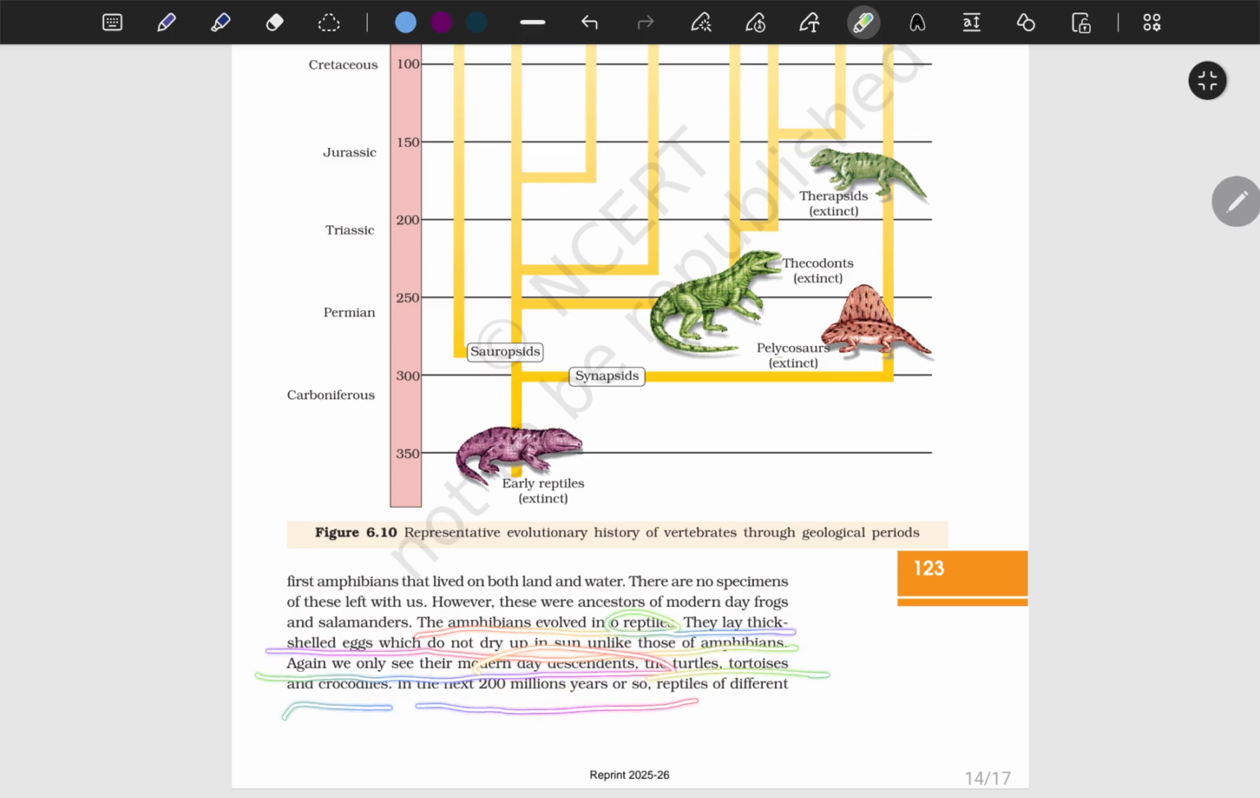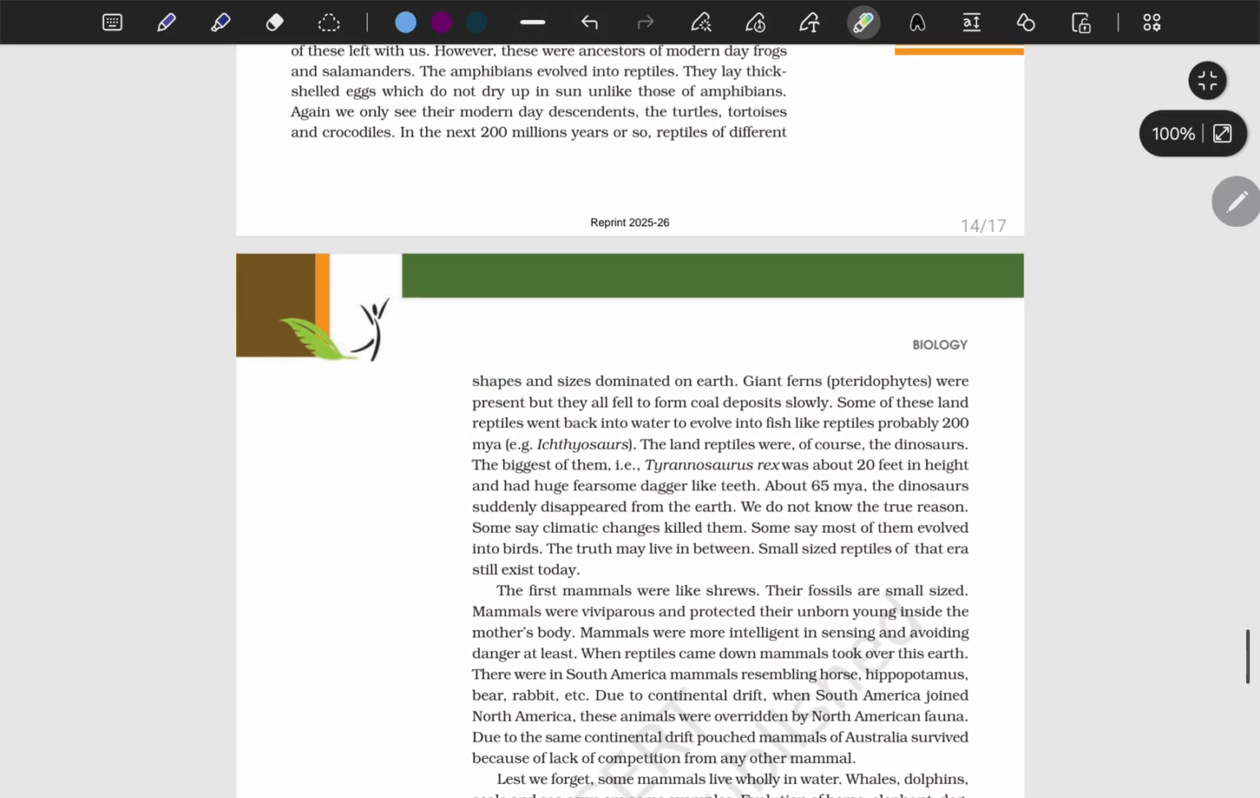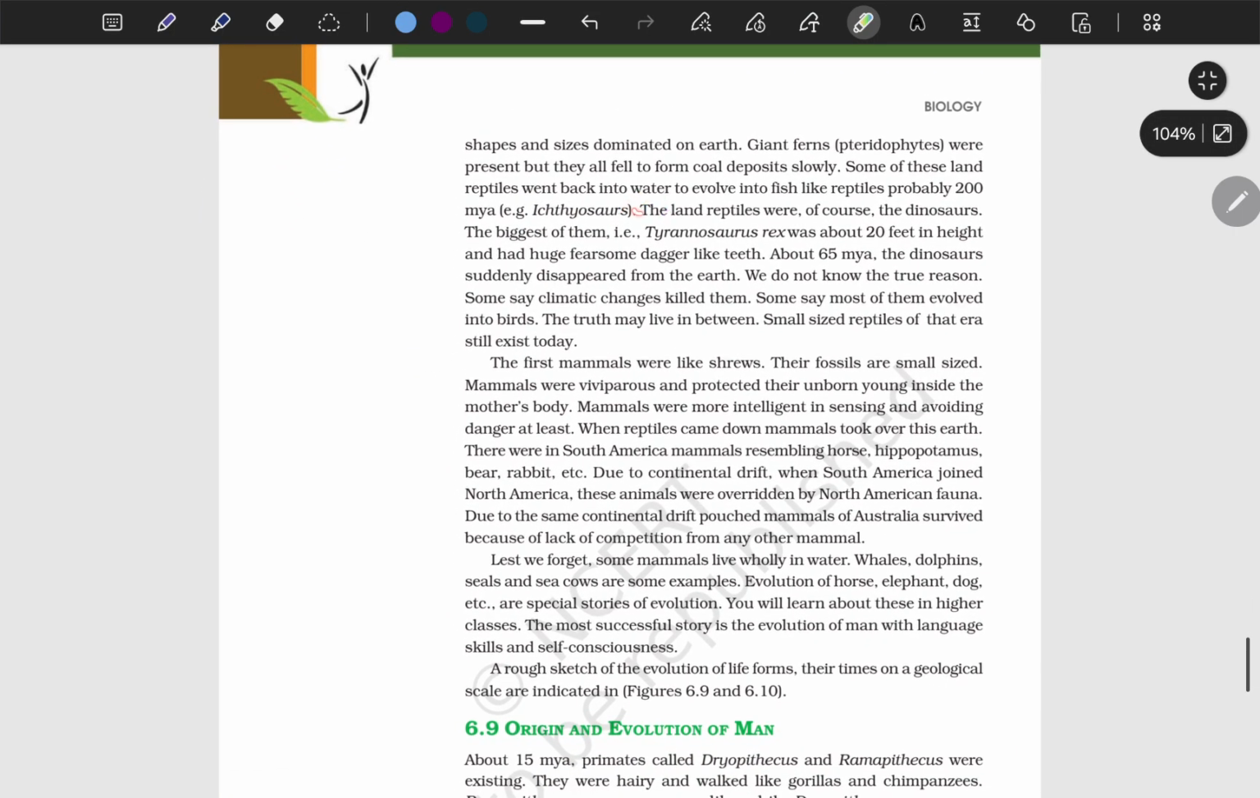In the next 200 million years or so, reptiles of different shapes and sizes dominated on Earth. Giant ferns, pteridophytes, were present, but they all fell to form the coal deposits slowly. Some of these land reptiles went back to the water to evolve into fish-like reptiles probably 200 million years ago. An example is Ichthyosaurus. The land reptiles were of course the dinosaurs. The biggest of them, Tyrannosaurus rex, was about 20 feet in height and had huge, fearsome dagger-like teeth. About 65 million years ago, the dinosaurs suddenly disappeared from the earth.